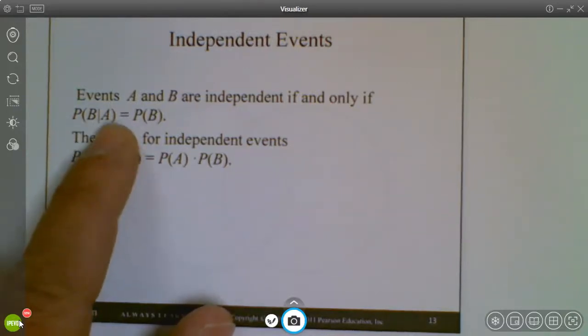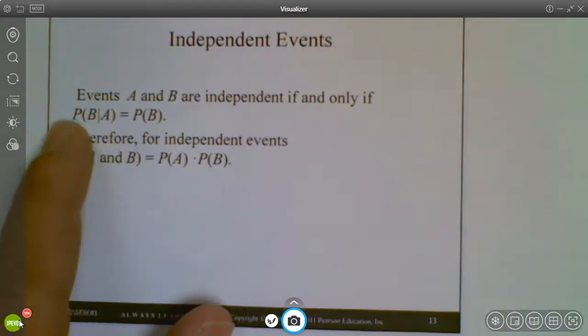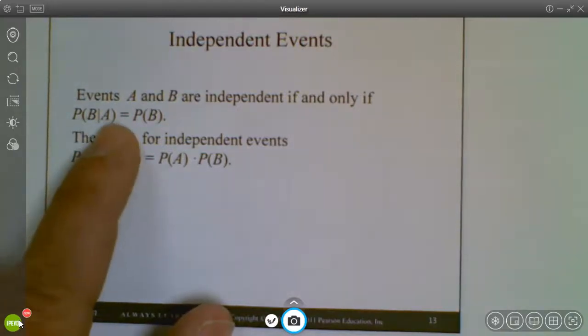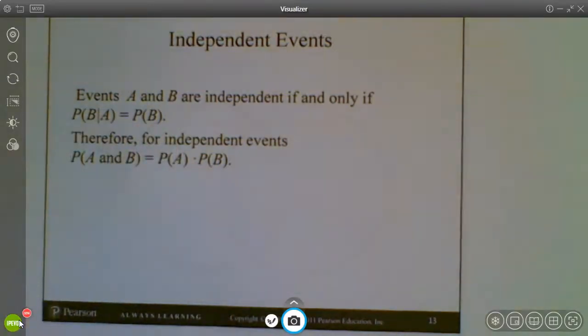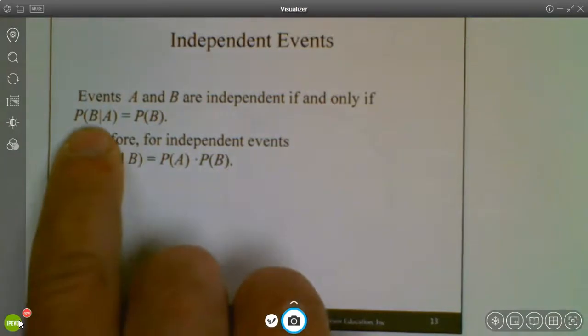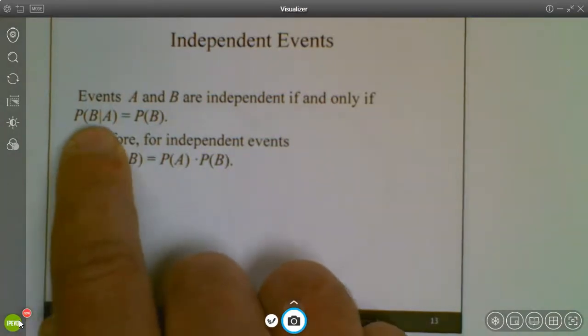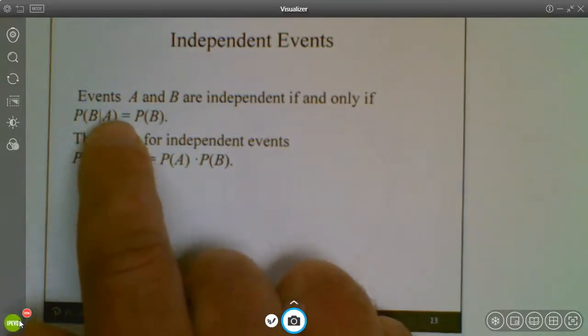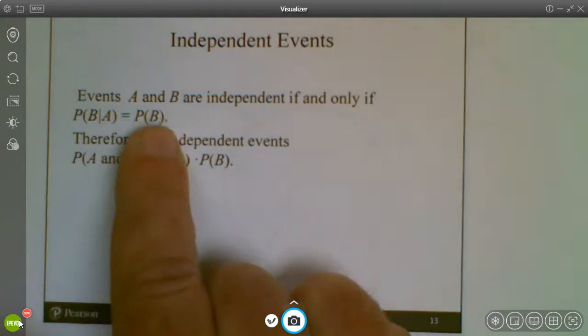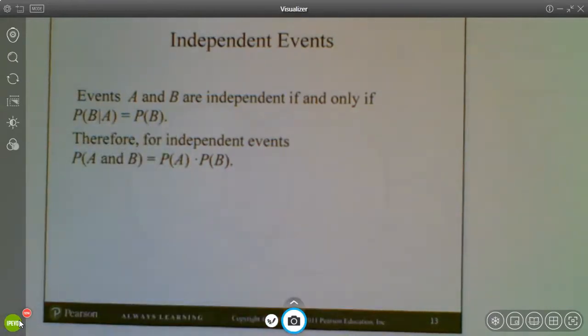Well, if these are independent events, it doesn't matter what happens on A, right? It's not going to affect event B. So the probability of event B given event A happens is still the probability of B, because A has no impact on B, right? And we're actually going to be using this in part 2 of this lesson when we talk about conditional probabilities, right? So they're giving us this condition of event A happening, but if these events are independent, then it's irrelevant, right? The probability of B is still the probability of B, no matter what happens with event A, if they're independent.